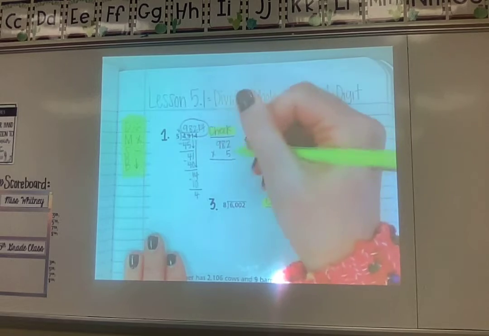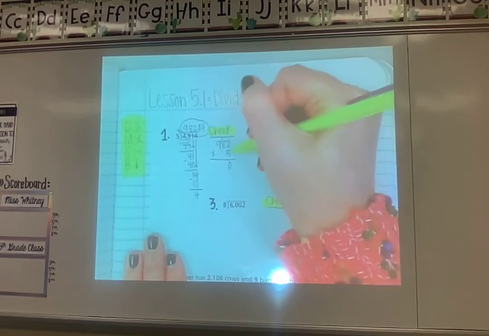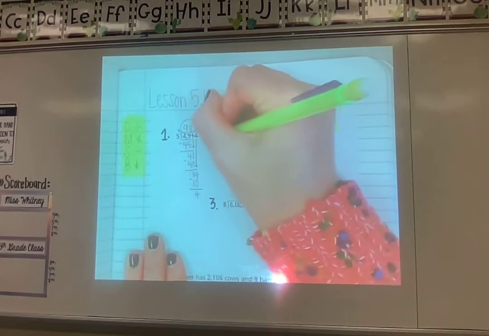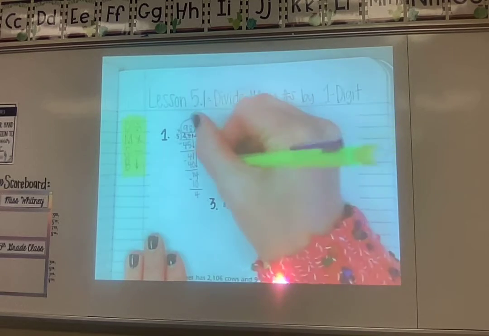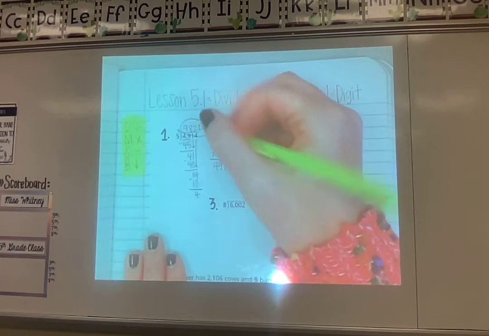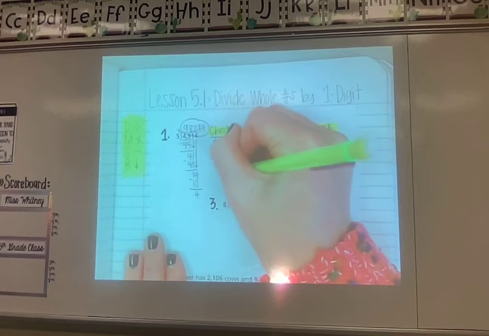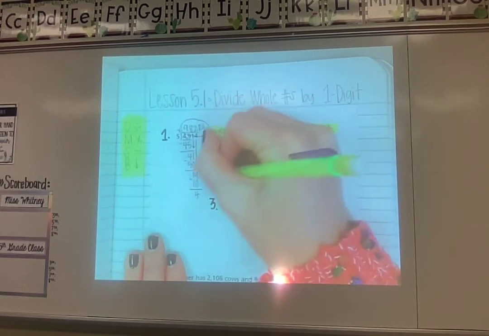Let's multiply that real quick. 5 times 2 is 10, put my 0, carry my 1. 5 times 8 is 40, plus 1 more is 41, put my 1, carry my 4. 5 times 9 is 45, plus 4 more is 49. Then I had a remainder of 4, so I'm going to add on 4 more, which would give me 4914, which was what I started with inside the house.